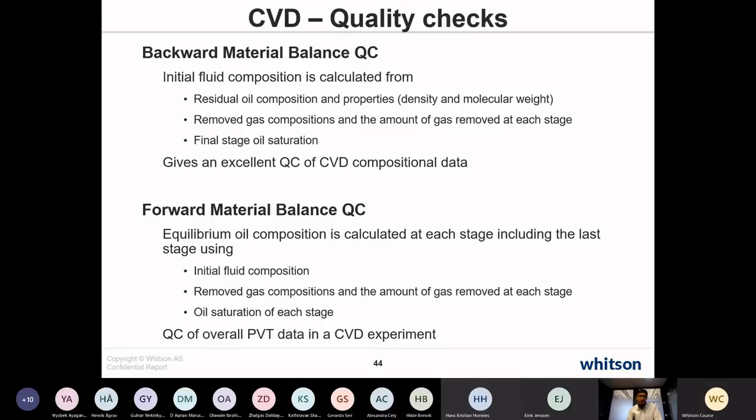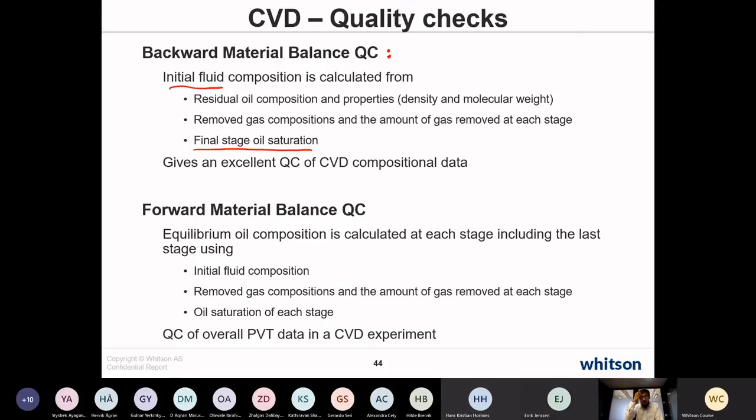Okay, so the quality checks: we have two types of material balance, the backward and the forward material balance. Backward material balance is something that we have already seen when we were discussing the separator test quality check, where we calculate the initial fluid composition and compare it with the lab value. It gives a very good QC of the compositional data, because it's not much dependent on the relative oil volume, because it only takes the relative oil volume at the last stage. It only uses the oil saturation at the last stage.